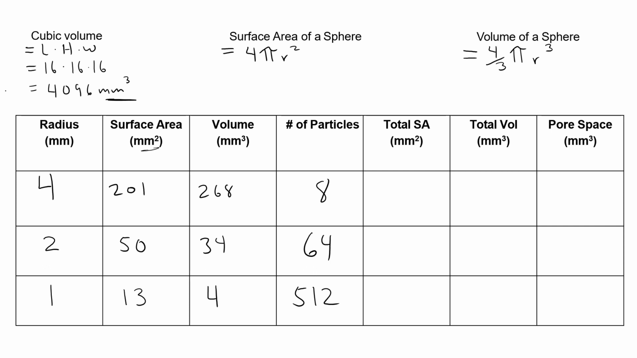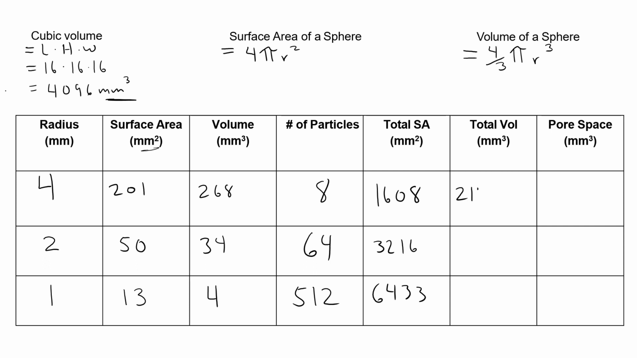So we can multiply 8 by 201 to get the total surface area, and that comes out to 1608. For the 2 millimeter radius particles, the medium-sized particles, we get 3216 millimeters squared of surface area. And for the smallest ones, we get 6,433 millimeters squared of surface area. So you can see that, and this is something I said in module 1, that as particle size decreases, surface area increases.